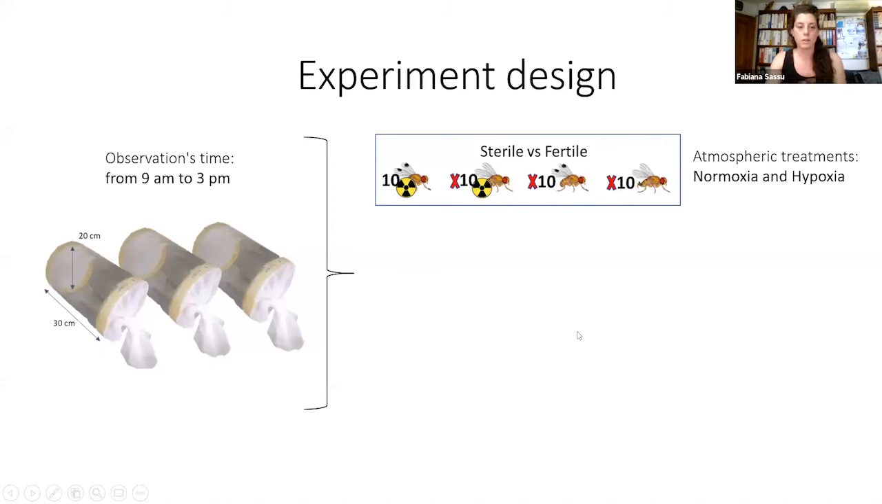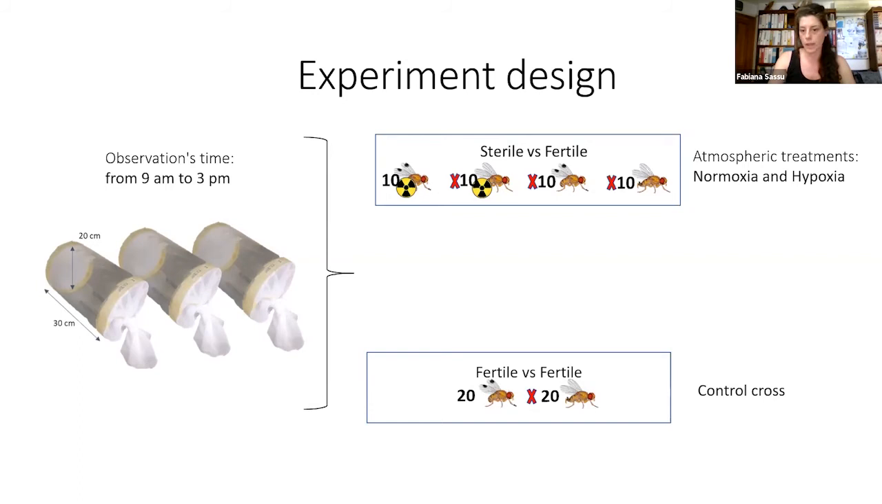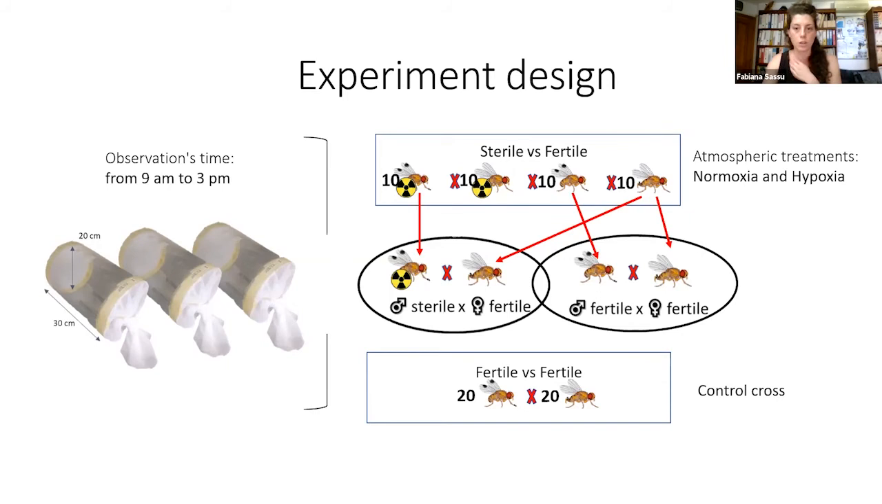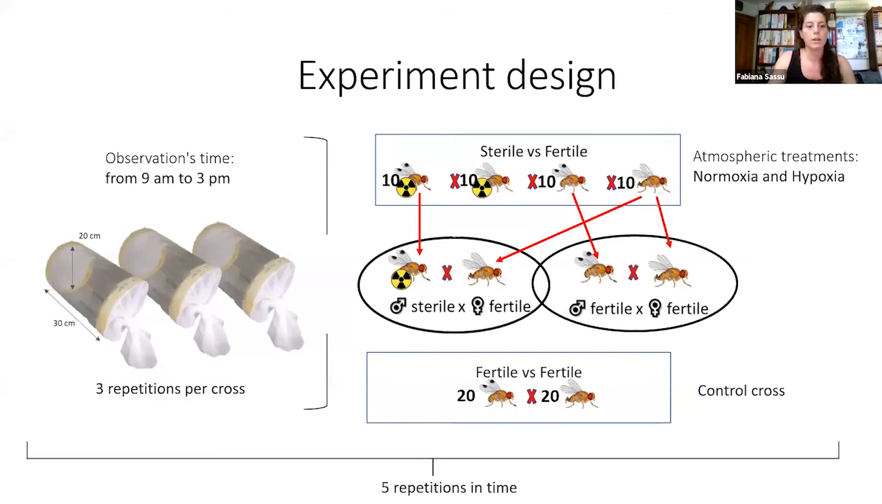And this cross was performed three times. And of course, we also had control cages in which we have no competitiveness, but only fertile flies. And today, what I'm going to show you is the preliminary result regarding the cross that we are interested in, which is the competitiveness between the sterile males and the fertile males to gain the mating with the fertile females. All the setup has also been repeated 5 times.